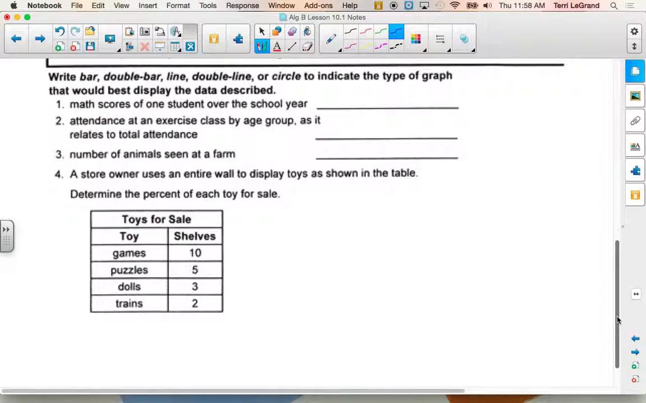Okay, well, let's do what we're going to do when we get to the circle graph here. First thing we're going to do is write bar, double bar, line, double line, or circle to indicate the type of graph that we should use to display the data. Doesn't say we have to make it, just says we have to figure out what kind. So number one, if we wanted to display the math scores of one student over the school year, it would be a line graph, because it's over a period of time, over a year. Would it have to be a double line graph? No, just a line graph.